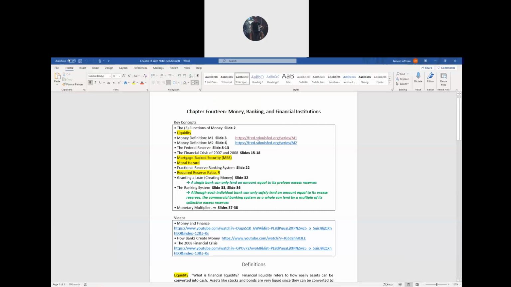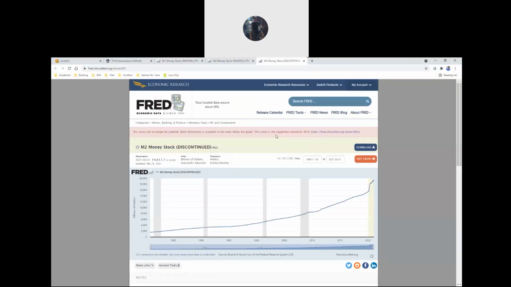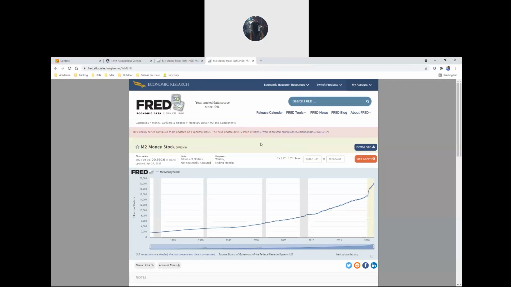Okay, and I also made a link to M2. Let's look at that. This one's outdated too, it's discontinued, not sure why, but you can find the updated one, which is this one. M2 is a lot more money when you include the money in savings accounts. It's not quite as drastic an increase, but it's still pretty surprising what's happened to the M2 money stock. This is 1981 to last March. You see that steady growth, and then look what's happened in the last year.